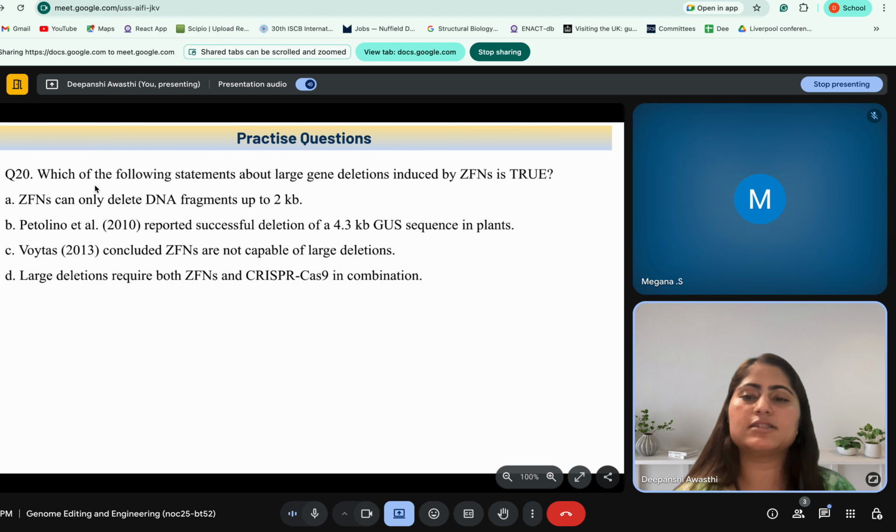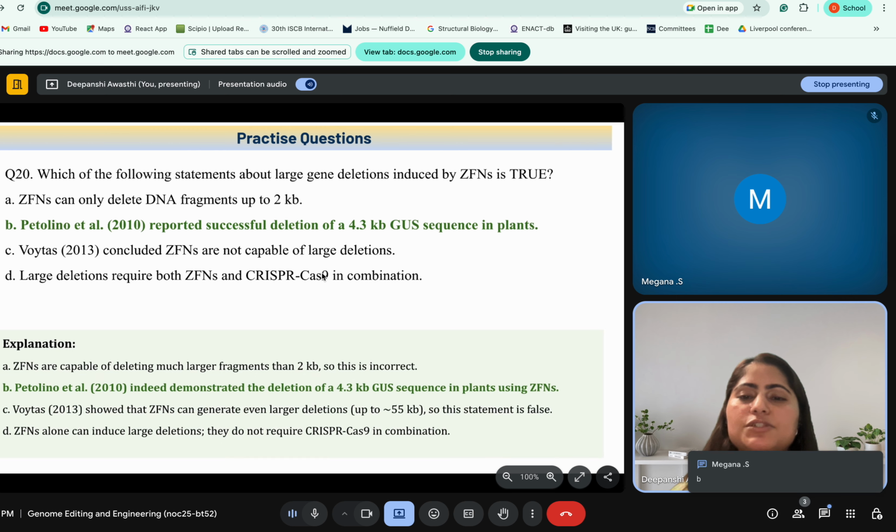Okay, so last question is which of the following statements about the large gene deletions induced by ZFNs is true? Option A, ZFNs can only delete DNA fragments up to 2 kb. Option B, Petolino et al. 2010 reported successful deletion of 4.3 kb GUS sequence in plants. Option C, Voytas 2013 concluded ZFNs are not capable of large deletions. And option D, large deletions require both ZFNs and CRISPR-Cas9 in combination.